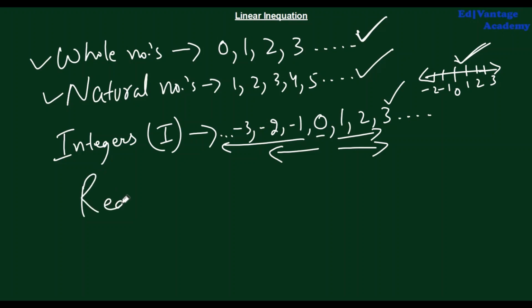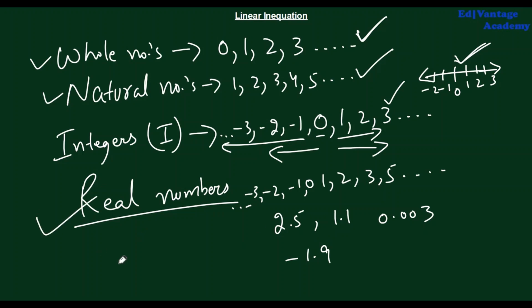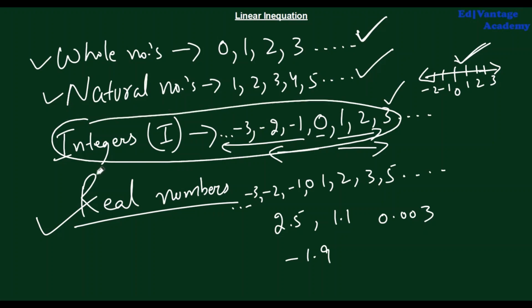Then comes real numbers. What are real numbers? Real numbers are like all the numbers. Real numbers include 1, 2, 3, 4, 5, that also, 0 also, -1, -2, -3 also, and so on, -100, -20. They include the decimals also, like 2.5, 1.1, 0.003, -1.9. Any number you talk about is a real number.